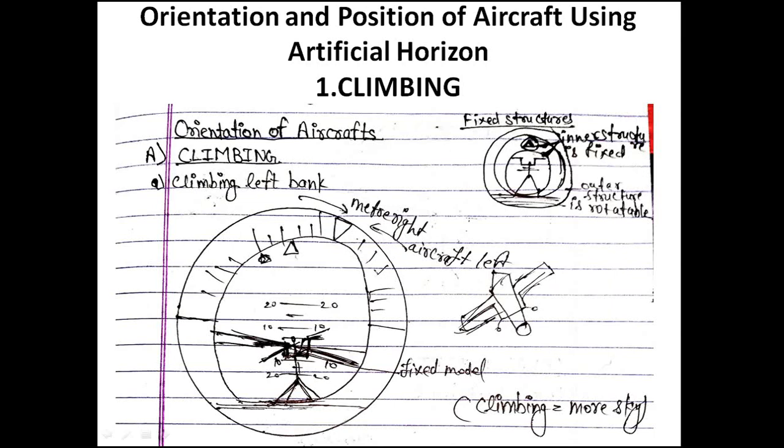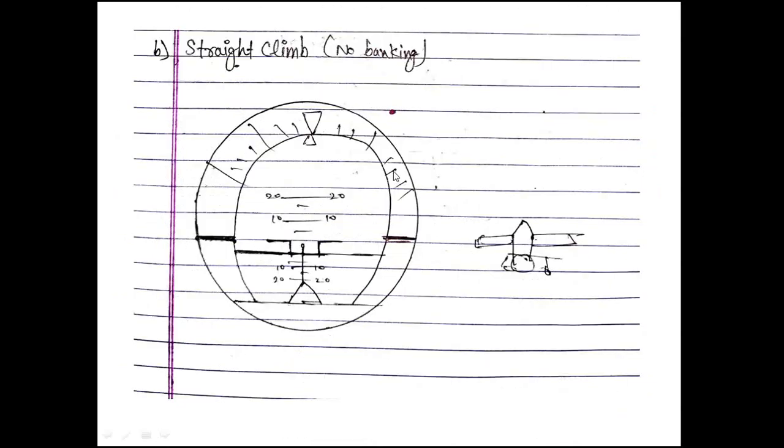Now it is climbing, so you have to understand that more sky will be visible in this upper portion. The inner structure is fixed and only the outer structure can rotate. For left banking, as I have already told you, if this meter pointer has turned towards the right, it means your aircraft is turning towards the left. Now climbing with a straight climb means no banking, since this meter indicates the degree of banking. Since no banking is there, it means 0 degree banking. These pointers are coinciding, and since you are climbing, more sky is visible and less ground.